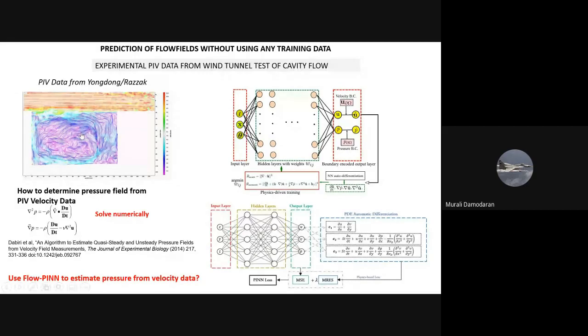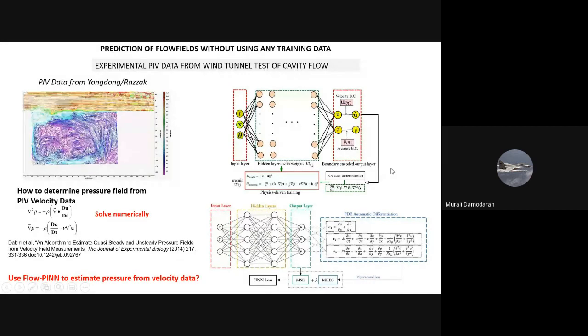Okay, so you can take the velocity field and put it in a PIN, like what Raissi and the Brown group has done, and predict the pressure. Or you can use the one without any training data. You just put the inputs and the boundary conditions and the governing equation using auto differentiation in TensorFlow, and predict. Okay, so that is two approaches one can do to handle this.